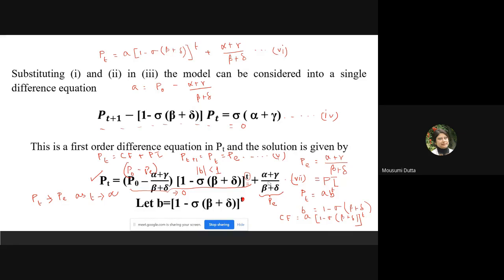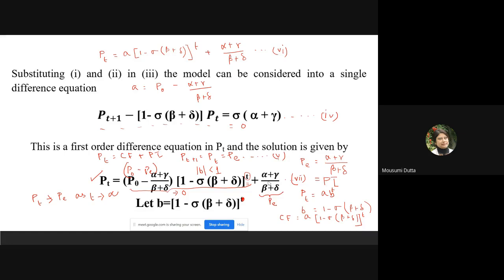Any question, any query regarding the stability condition? Everybody is understanding this? Yes, ma'am. Rest of the students understanding what will be the stability condition? Yes, ma'am. This is very similar to the last one.